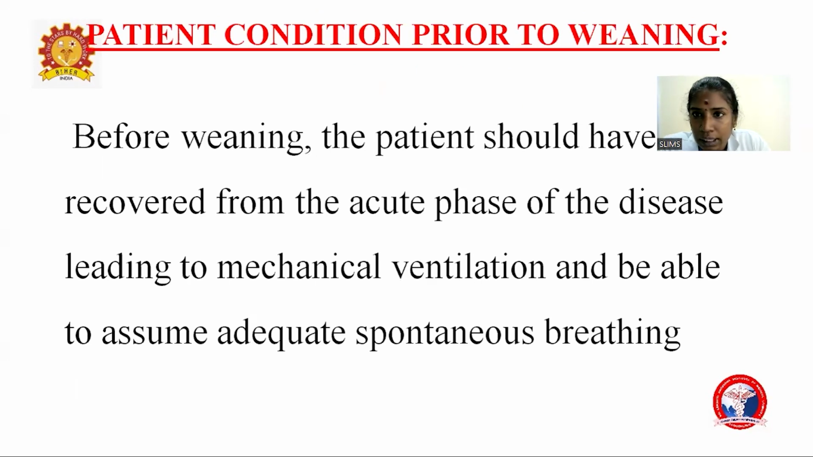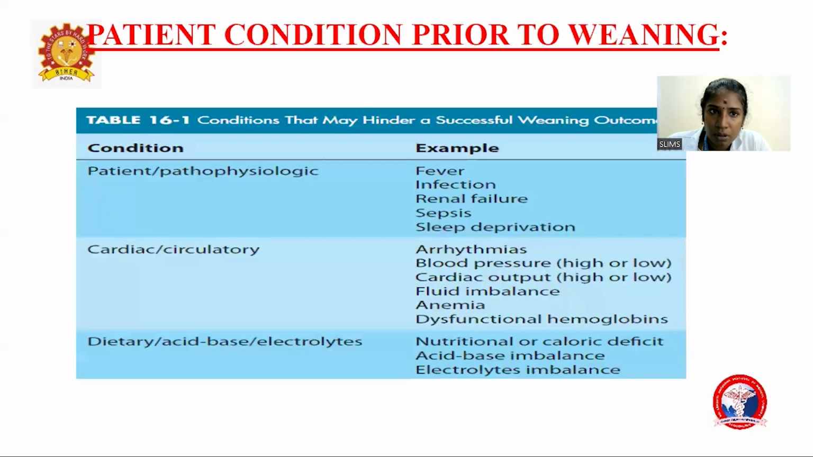Then, the patient condition prior to the weaning. How can we categorize the patient, whether we can wean this patient from the ventilator or not? Before weaning, the patient should have recovered from the acute phase of the disease that led to the mechanical ventilation, and should be able to assume adequate spontaneous breathing. These are the conditions prior to the weaning.